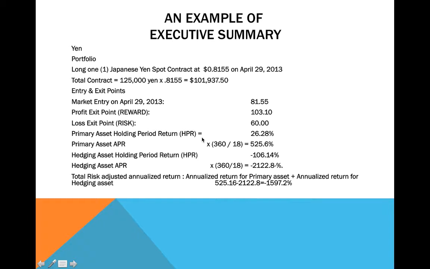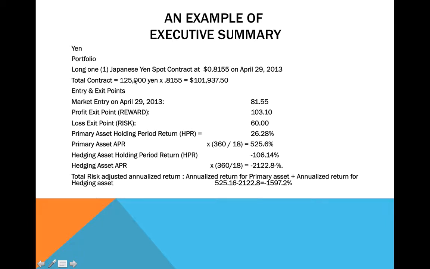Then you calculate the primary asset holding period return. If the exit point is 103.10, then 103.10 minus 81.55, divided by 81.55, gives you this HPR. Then you multiply it by 360 over 18, since you are doing it for 18 days, and that becomes 525.16.